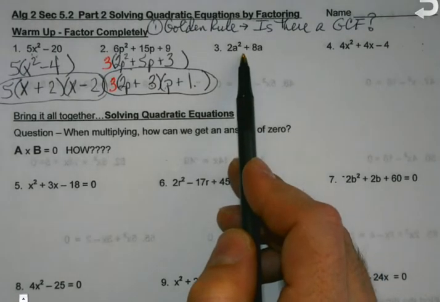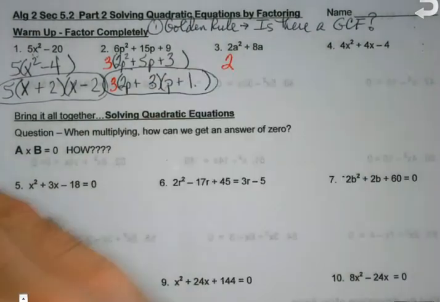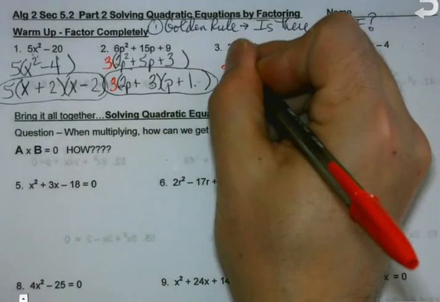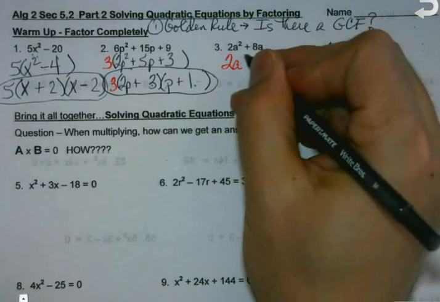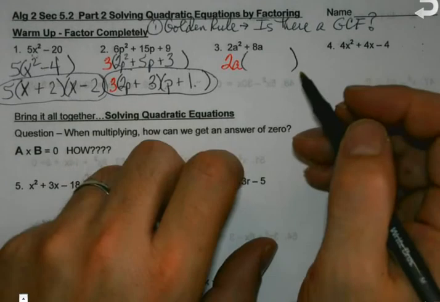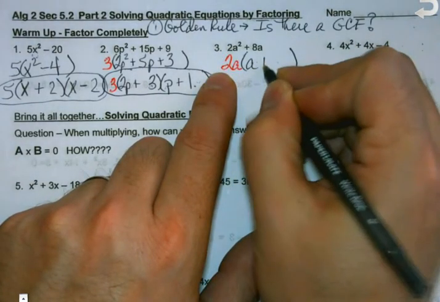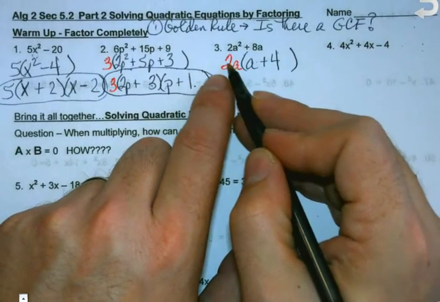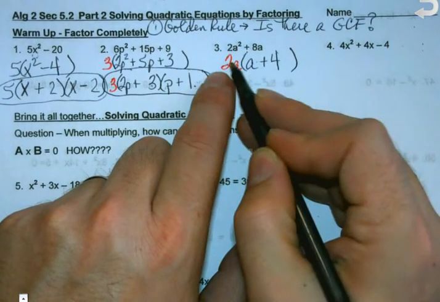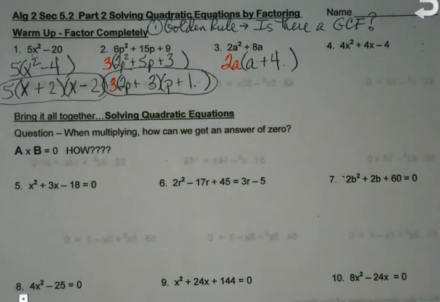In common? 2a. So it can be a constant and a variable term. And I always got to get out as much as I can. So if I get out 2 but I forget the a, I'm not quite getting it right. So what's that going to leave me with? A plus 4. A times a is a squared. 2 times 4 is 8. That one's done. Okay, so sometimes it'll just be a greatest common factor, and that's all I can get out of there.